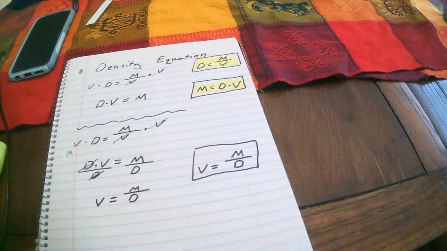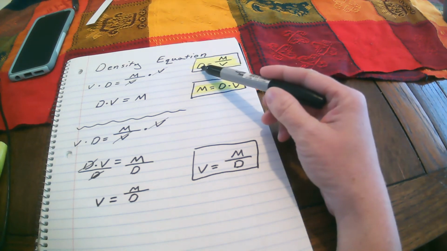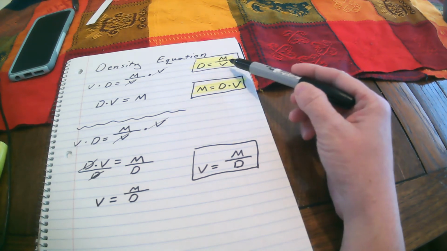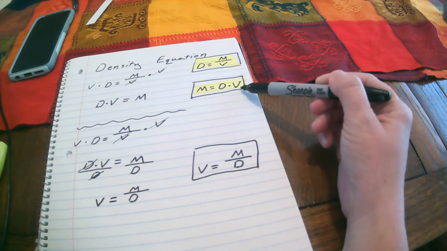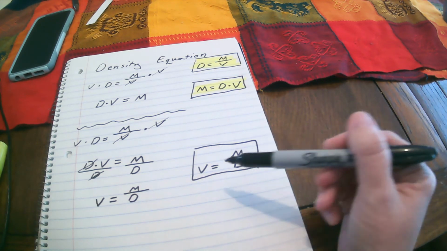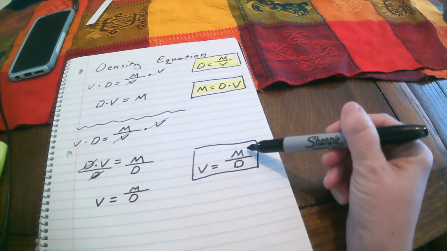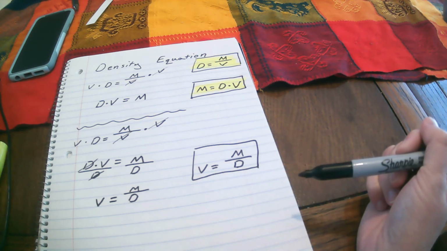So these are the three equations you're going to use to solve your density problems. If you're solving for density, you use mass divided by volume. If you're solving for mass, you use density times volume. And if you're solving for volume, you use mass divided by density.